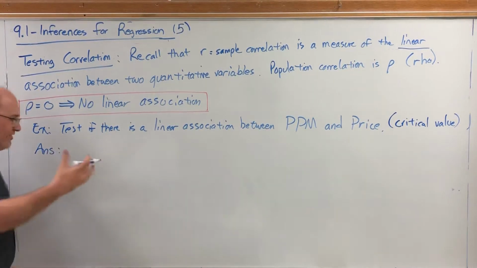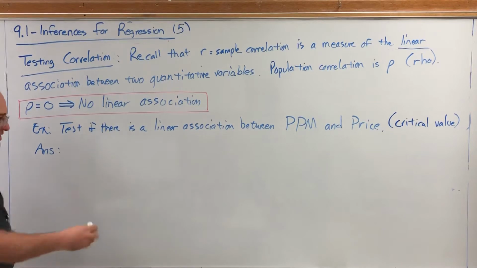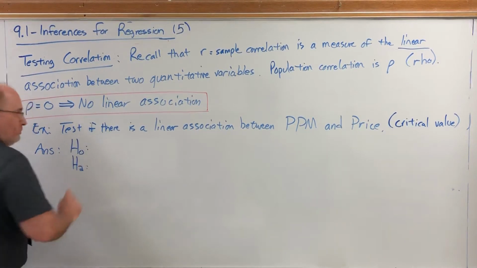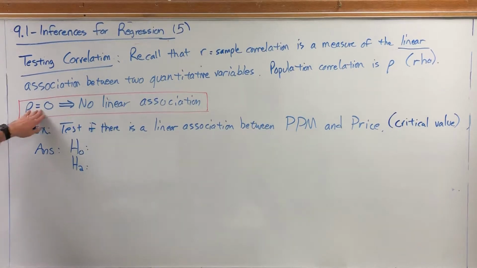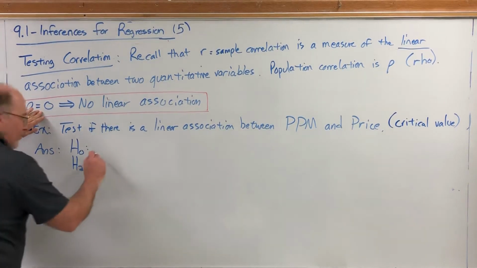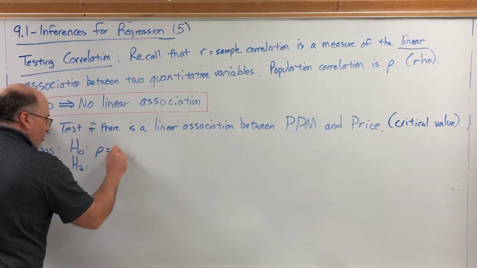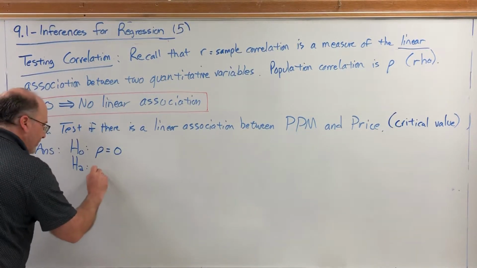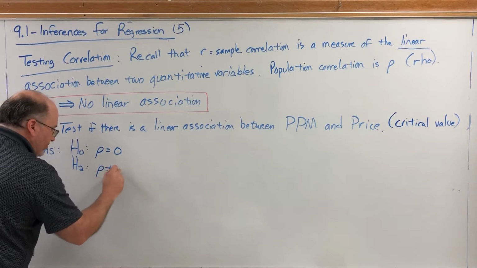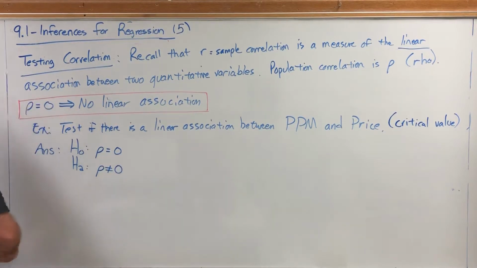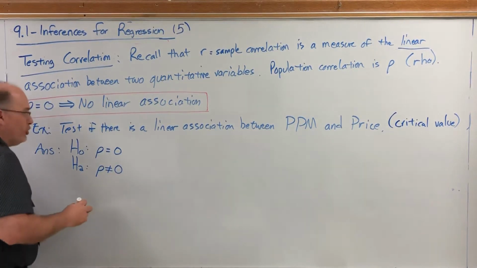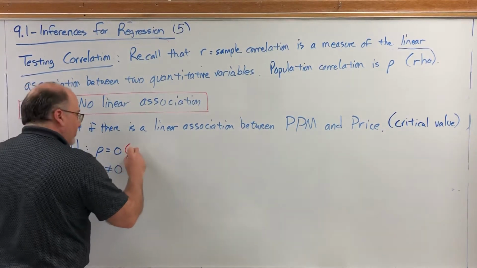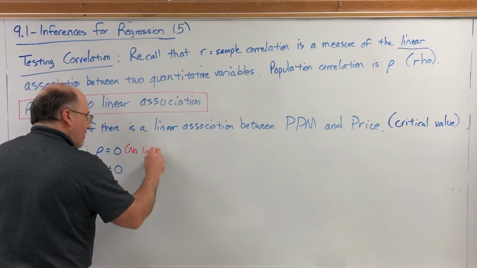As with all hypothesis tests, step number 1 is to state the hypotheses. We already know that we're testing whether or not rho is equal to 0. That would be the null, since it allows equality. In fact, it demands it. And the alternative would be that the population correlation is not equal to 0. If you wanted to write these hypotheses in words, saying that the population correlation is equal to 0 is saying that there is no linear association.